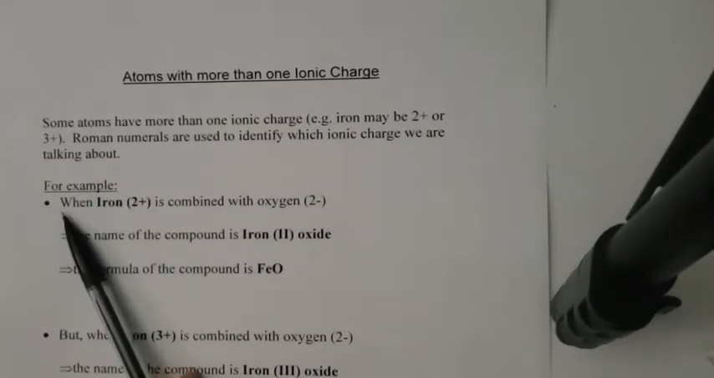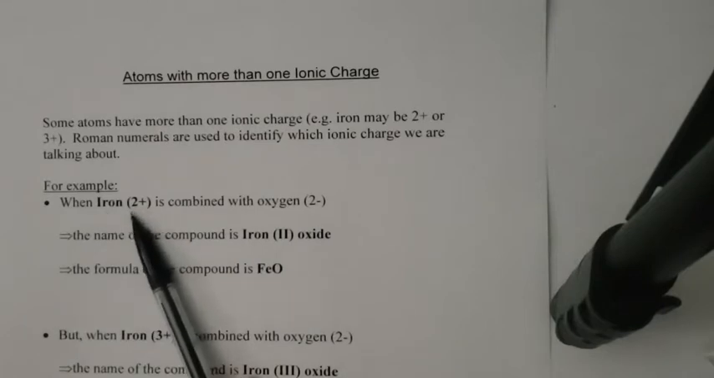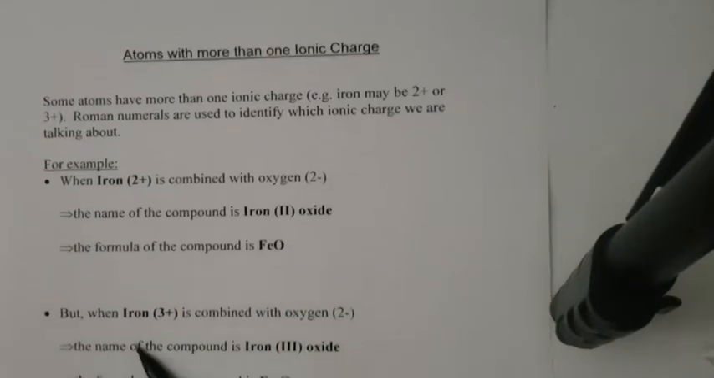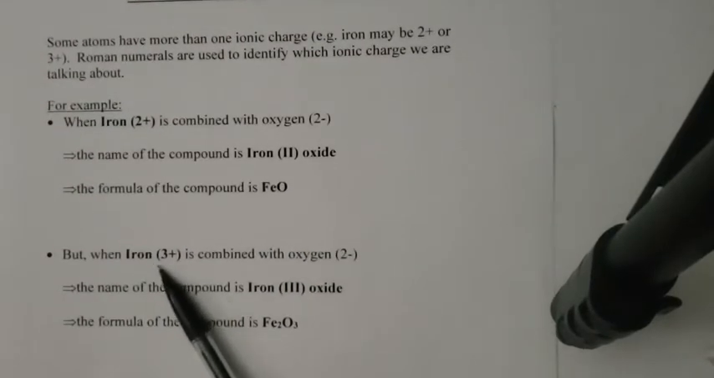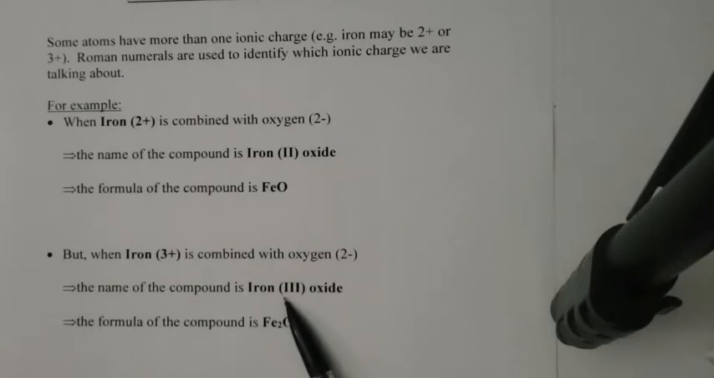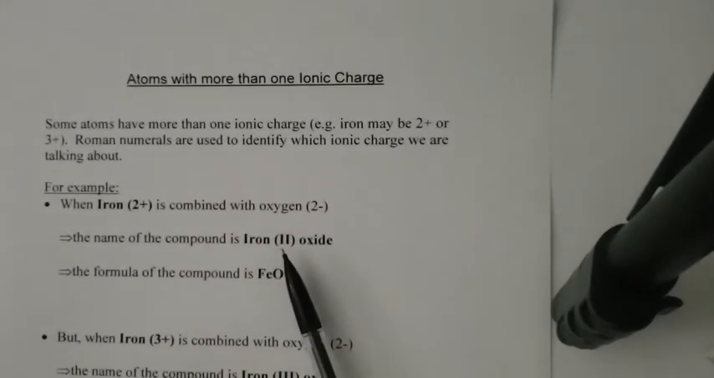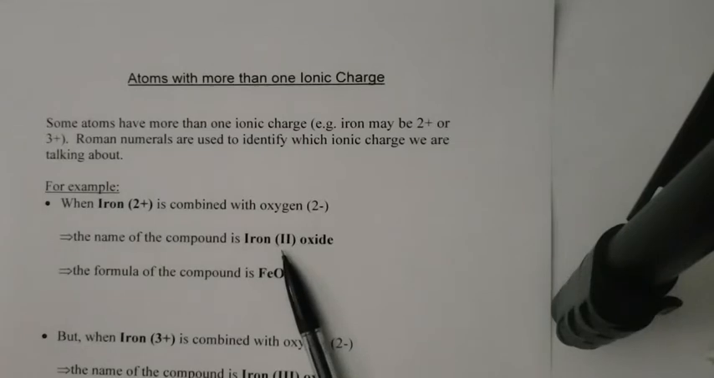So for example, if you wanted to use the iron with the 2 plus, what we do is we use Roman numeral 2. If you're looking at iron with the 3 plus, we're going to use Roman numeral 3. And the way you write the formulas and the names is exactly the same. The only difference is when there's options, you want to tell the reader, was that iron 2 or iron 3? And we do that by putting in Roman numerals.